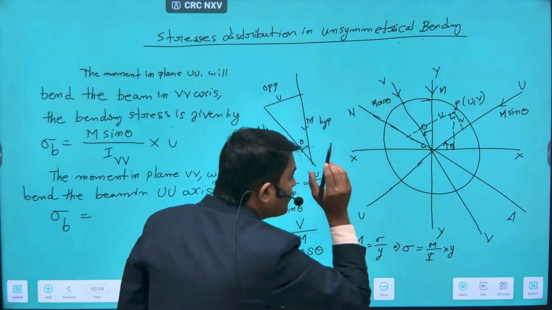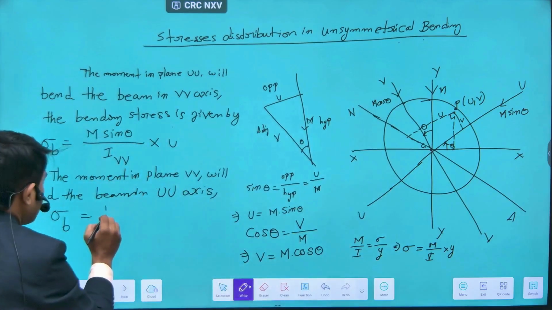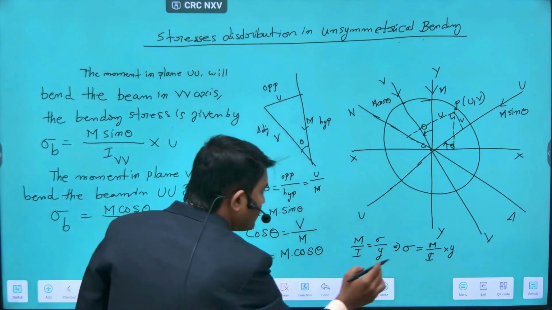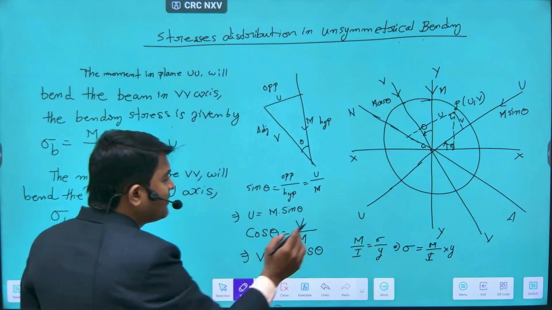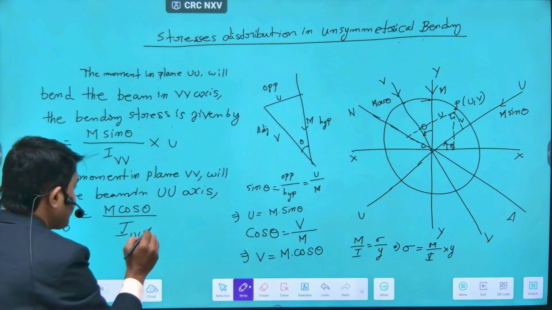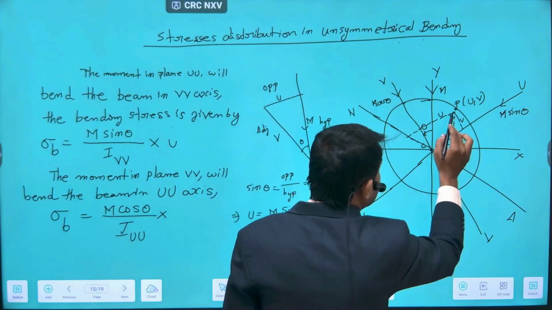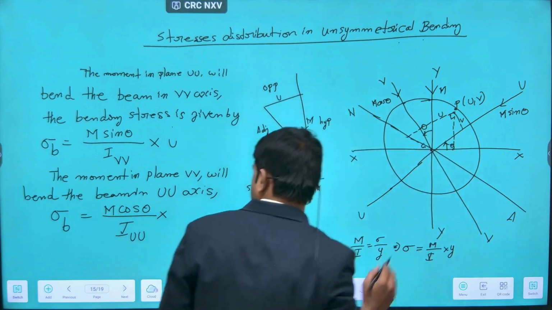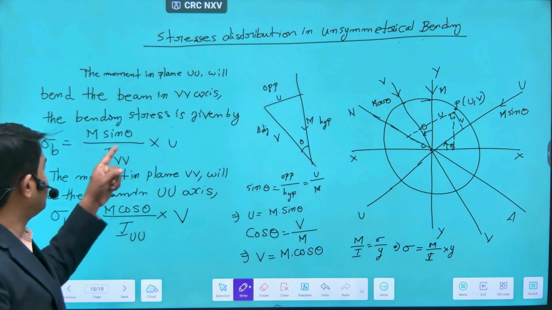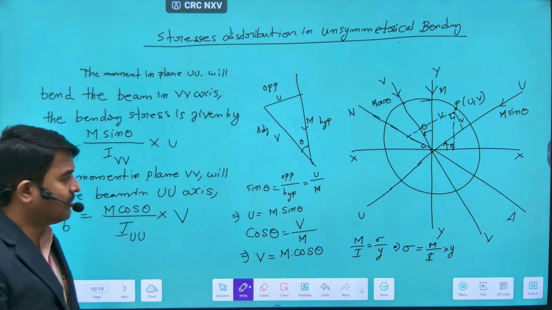What is M? The moment in plane VV. So the moment in plane VV is M cos theta divided by I. What is I? The principal moment of inertia I have to take with respect to the UU axis, that is I UU, into Y. What is Y? That is nothing but the distance of the fiber from the neutral axis, the reference axis, that is V. So here is V. These are the two cases: moment in plane UU, this is the bending stress equation, and moment in plane VV, this is the bending stress equation.